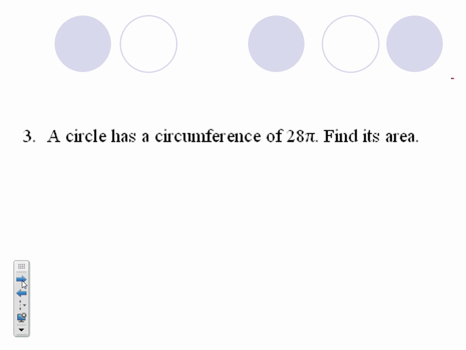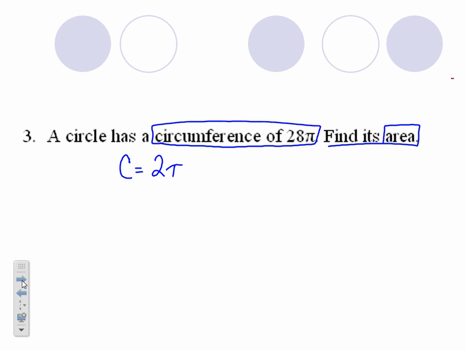What if we know a circle has a circumference of 28 pi? How can we find its area? Keyword: area. So what we know is there's a circumference of 28 pi. Let's start with what we know. The circumference is 28 pi, and the circumference formula is 2 pi r.